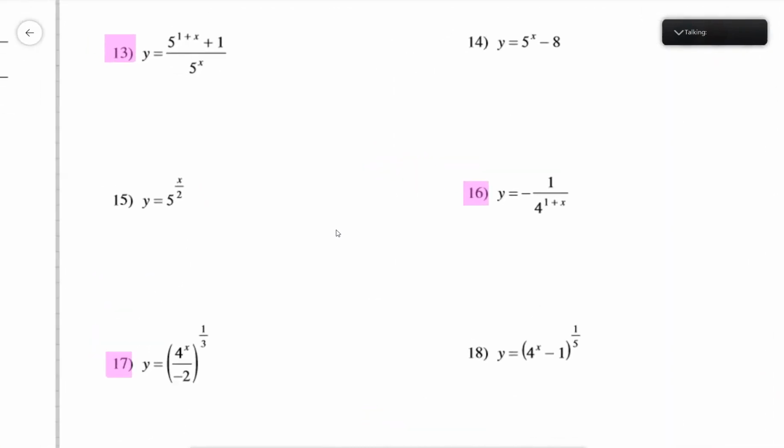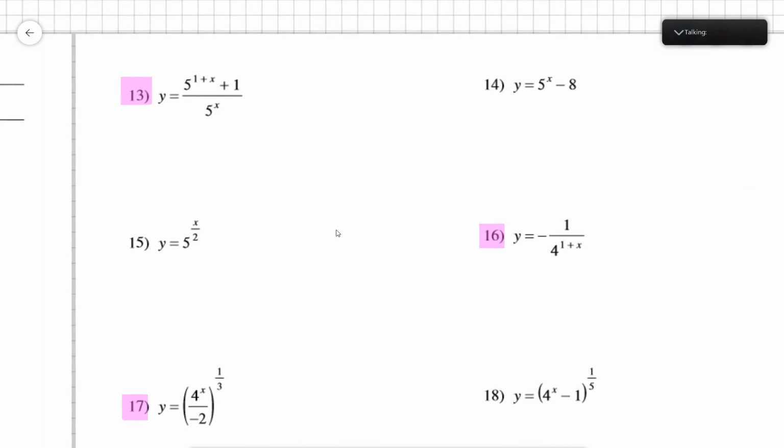Number 13, we have y equals 5 to the power of 1 plus x plus 1 over 5x. So we'll switch x and y. And then we will move this up to the top so we have one single line. And remember, whenever we move things across that line, they change to a negative exponent.